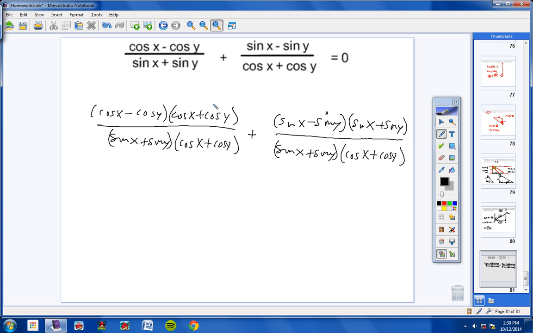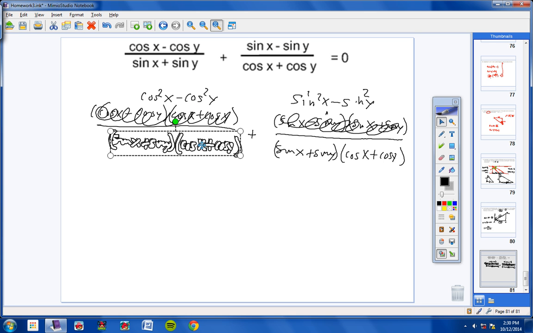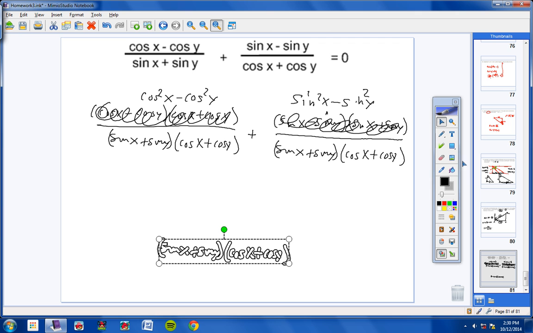Now, next, if I go ahead and simplify this real quick, I would get cosine squared x minus cosine squared y, okay, for this. And if I were to simplify this over here, I would get sine squared x minus sine squared y, okay? So now I have this plus this all over my common denominator, okay? So here we go. Here's my common denominator, bring it down.